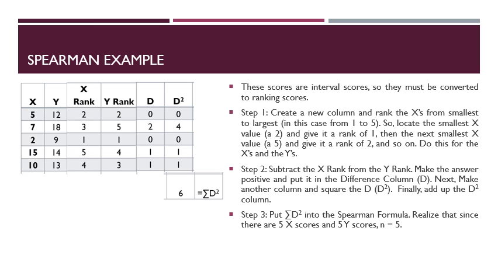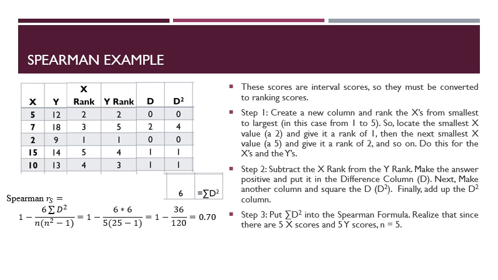The final step is to put this summation of D squared into the Spearman formula. Realize that since there are 5 X scores and 5 Y scores, that n just equals 5. Again, here's the Spearman formula. Put in summation of D squared equal to 6 into the equation. Put n equals 5 into the equation. Solve for the Spearman correlation, and you get 0.70.